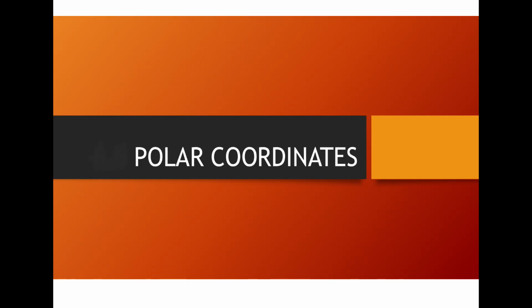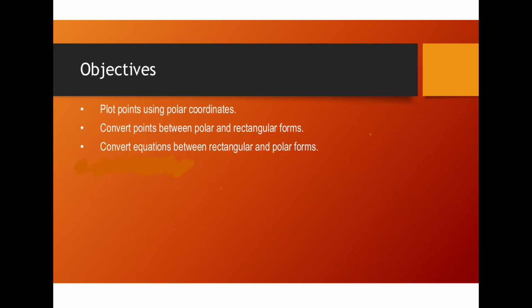In this section, we're going to look at an alternative way of looking at points on a coordinate system. We're going to be using polar coordinates. The objectives we have here is we want to be able to plot points using polar coordinates, to convert between both of them, so to take an XY point on the rectangular system and convert it to polar and vice versa. And then we're going to also look at how equations will look different in their rectangular and polar forms.